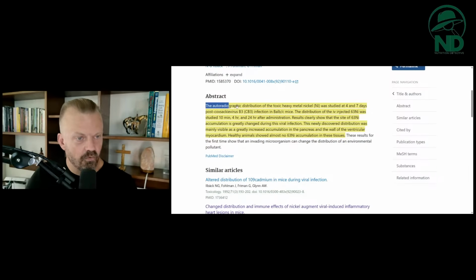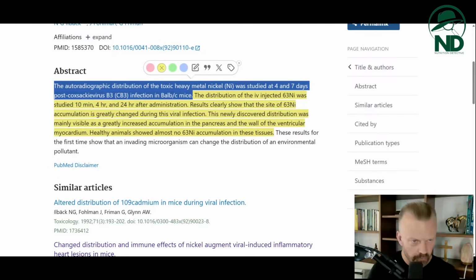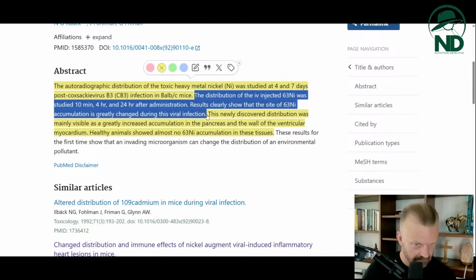Okay, so the autoradiographic distribution of the toxic heavy metal nickel was studied at 4 and 7 days post-Coxsackie virus B3 infection in mice. Okay. So they injected them with some toxic brew, that they called Coxsackie virus. Okay. As you know, with the shots, there's never one ingredient in it. It's tons of things, including lots of things that are known to not be great for people. They show that the site of 63 nickel accumulation is greatly changed during this toxin infusion.